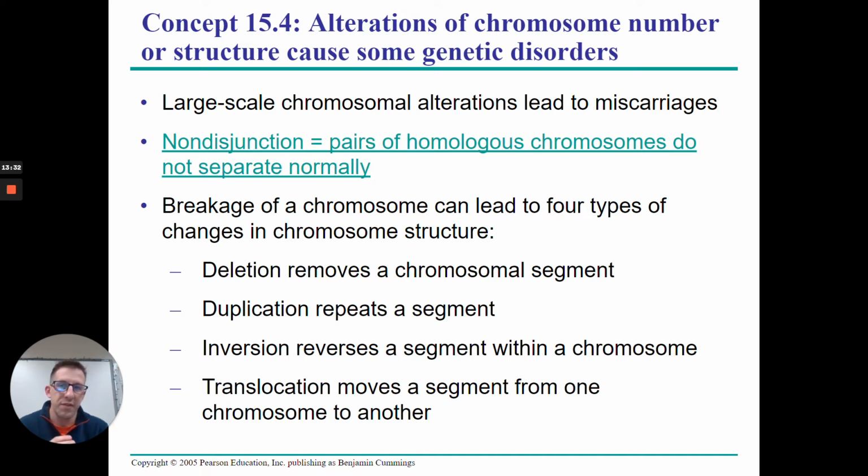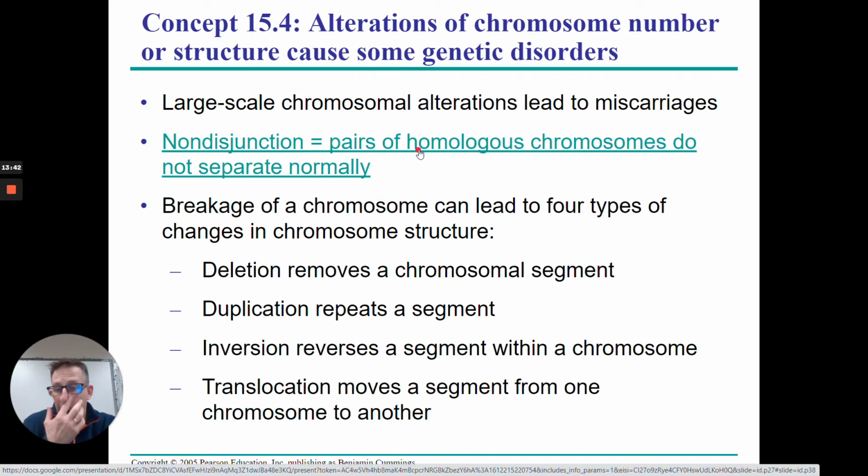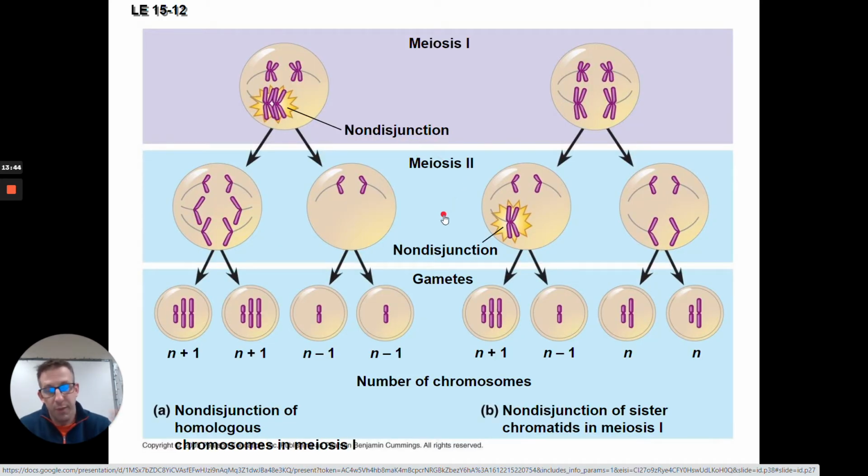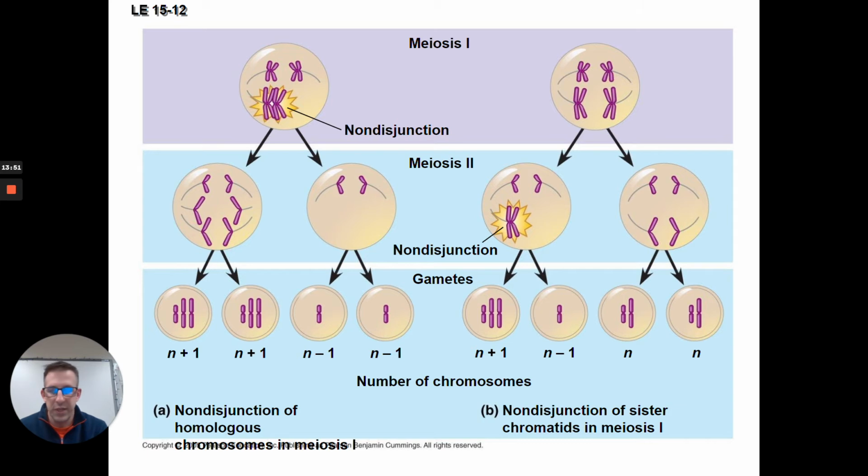Oftentimes, alteration of chromosome number is due to a phenomenon known as non-disjunction. Okay. And non-disjunction is where pairs of homologous chromosomes don't separate normally during meiosis. So this goes all the way back to chapter 13. And we have non-disjunction events that can occur in a couple of different places, and by places I mean phases of meiosis, and depending on where they occur they can lead to much more severe cases of non-disjunction and what we call aneuploidy.